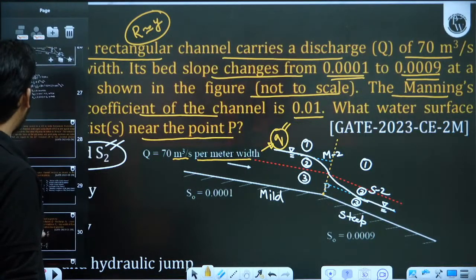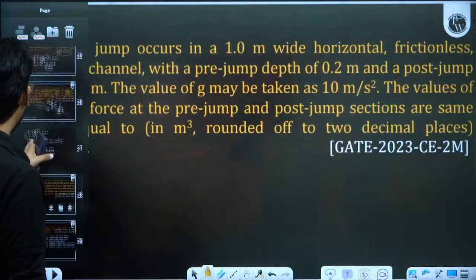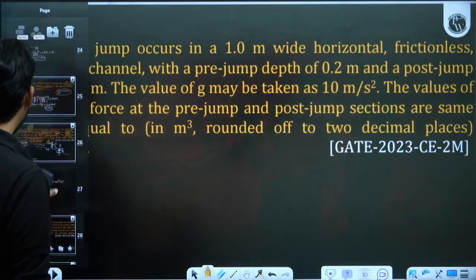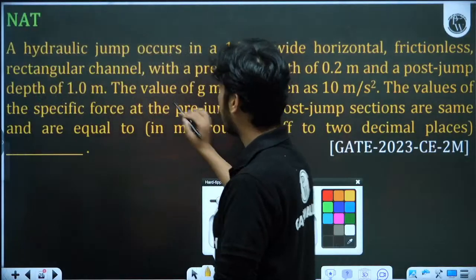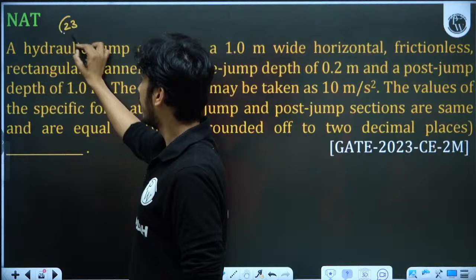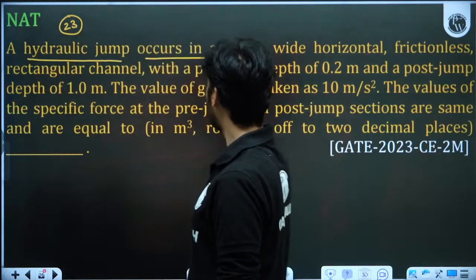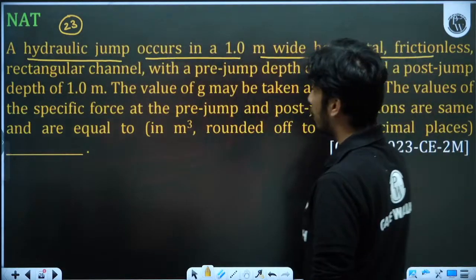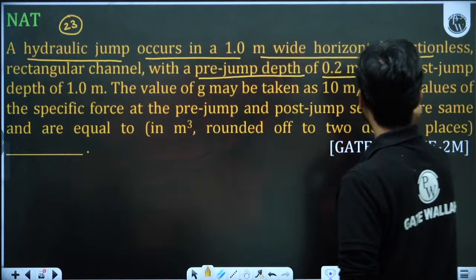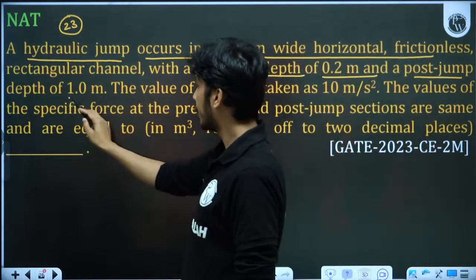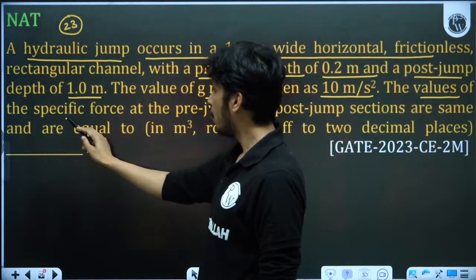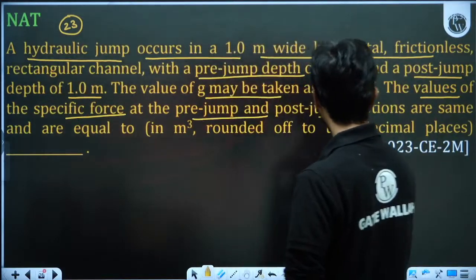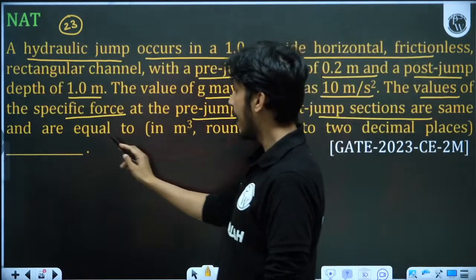Now let's move to the next question. That was question number 22, sorry. Now we are moving towards question number 23. A hydraulic jump occurs in a 1 meter wide rectangular channel, frictionless. Pre-jump depth is 0.2 and post-jump depth is 1. The value of g may be taken as 10. The values of the specific force at the pre-jump and the post-jump sections are the same and equal to how much?